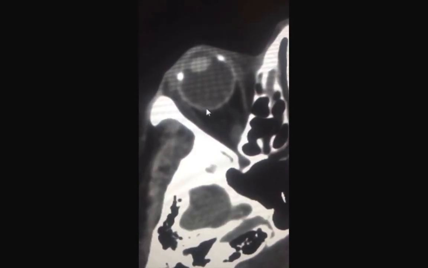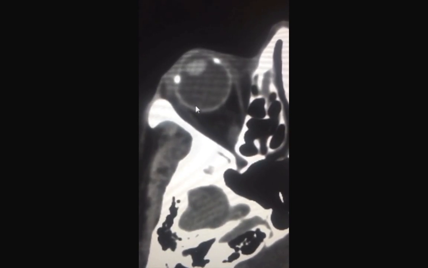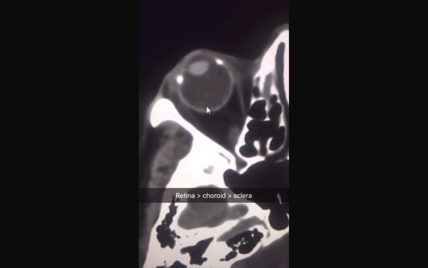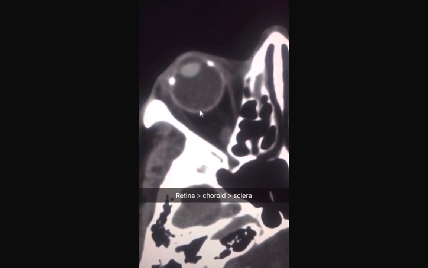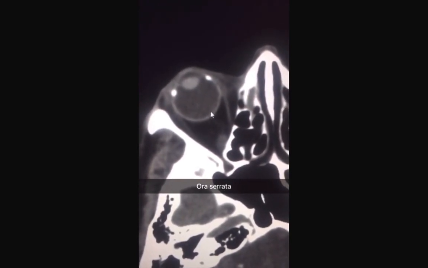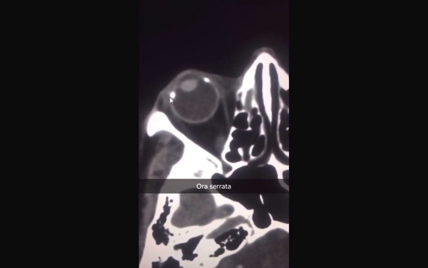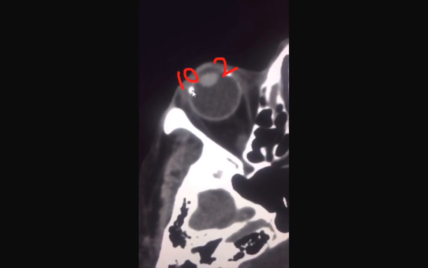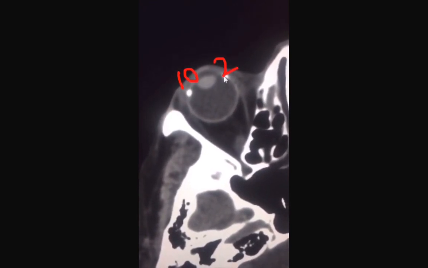Now, what you don't see on a CT scan are the three normal layers that we know from our basic anatomy. From inside out, you should have the retina, followed by the choroid, followed by the sclera. It is important to remember that the retina, which is the inner layer, terminates by connecting on each side of the globe to something called the ora serrata. On an axial image, the ora serrata is located at 10 and 2 o'clock positions.